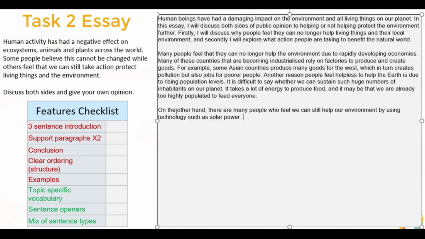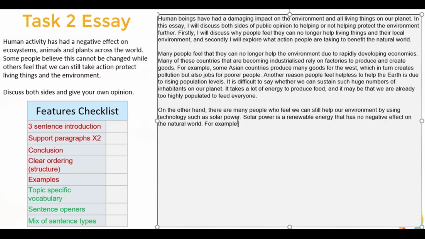And the support sentence, so add a bit more detail. Solar power is a renewable energy, and of course check your spelling, renewable energy, that has no negative effect on the natural world. Okay, that's my support sentence. Now maybe we could give an example.